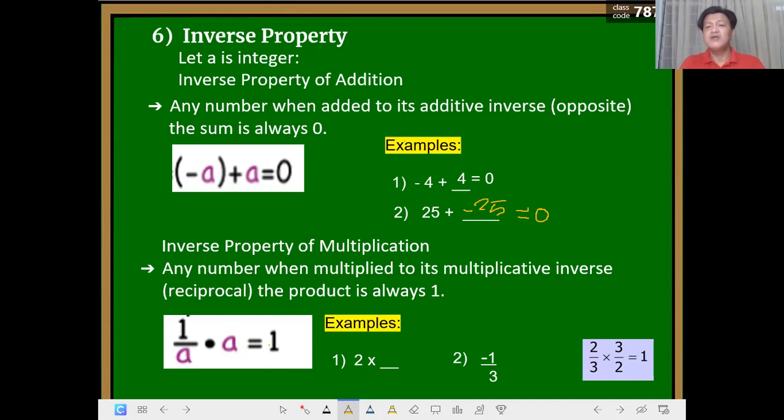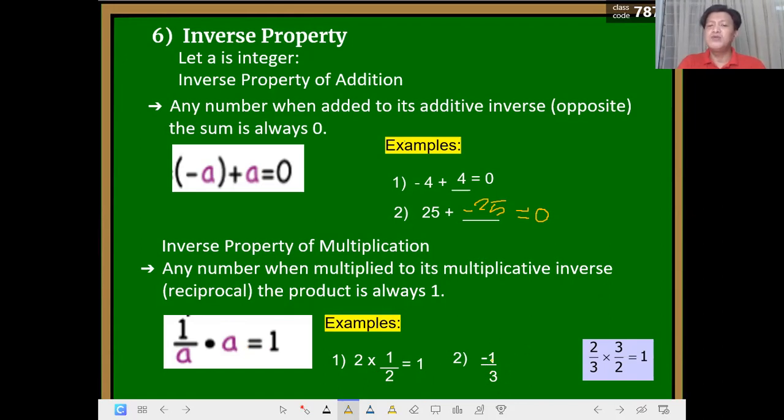Okay, for example, 2 times, what is the reciprocal of 2? So meaning, if our given is a whole number, you are going to get the reciprocal. The numerator and the denominator trade places. So that is 1/2. And what is 2 times 1/2? It becomes 1, because the 2 cancels out, leaving 1.